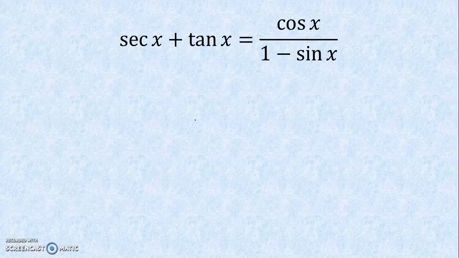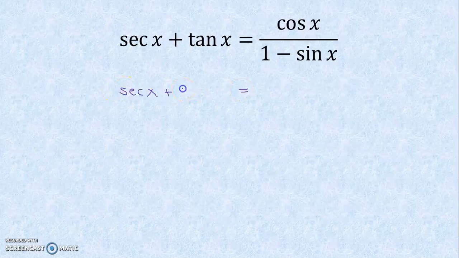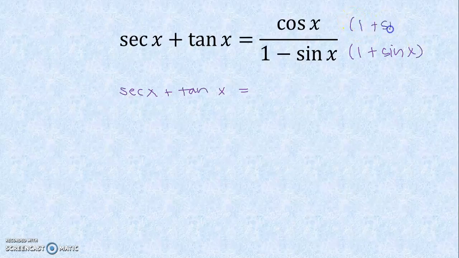On this one, you could argue with me on which one you'd want to mess with. I personally think the right side looks a little more complicated, so it's the side that I'm going to mess with. So I'm going to leave secant x plus tangent x alone. I have a subtraction happening in my denominator, so my tool says to multiply by the conjugate. So I multiply both my numerator and denominator by 1 plus sine x.